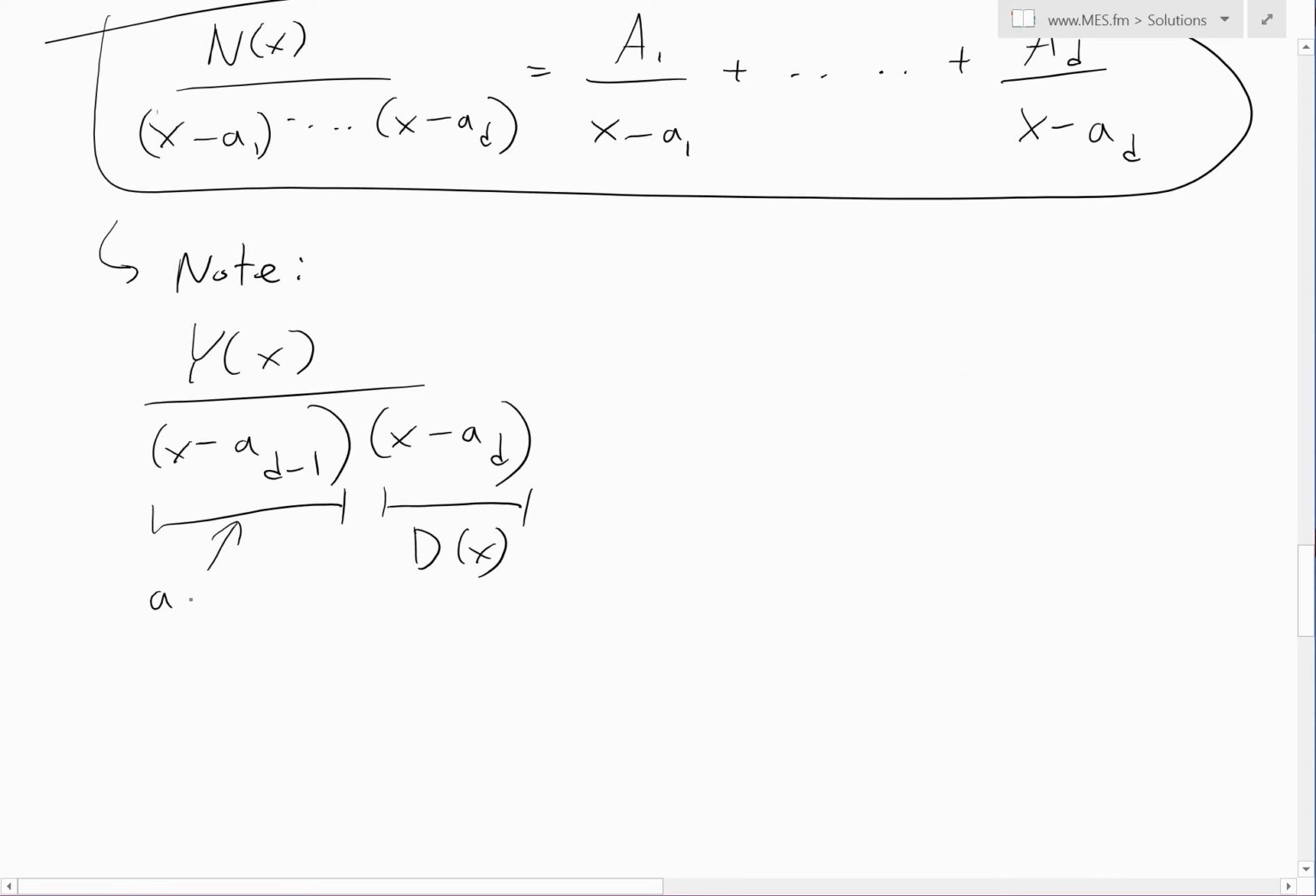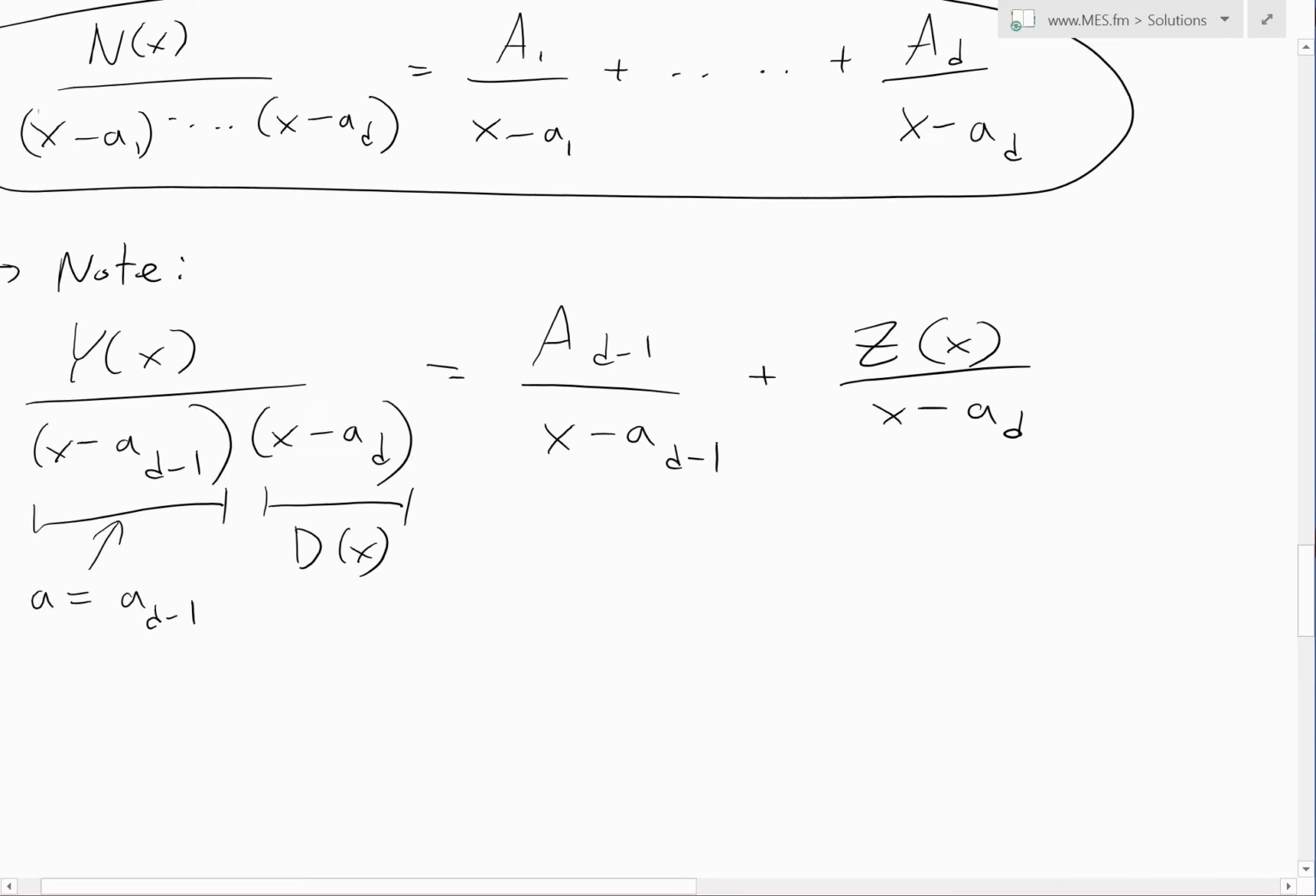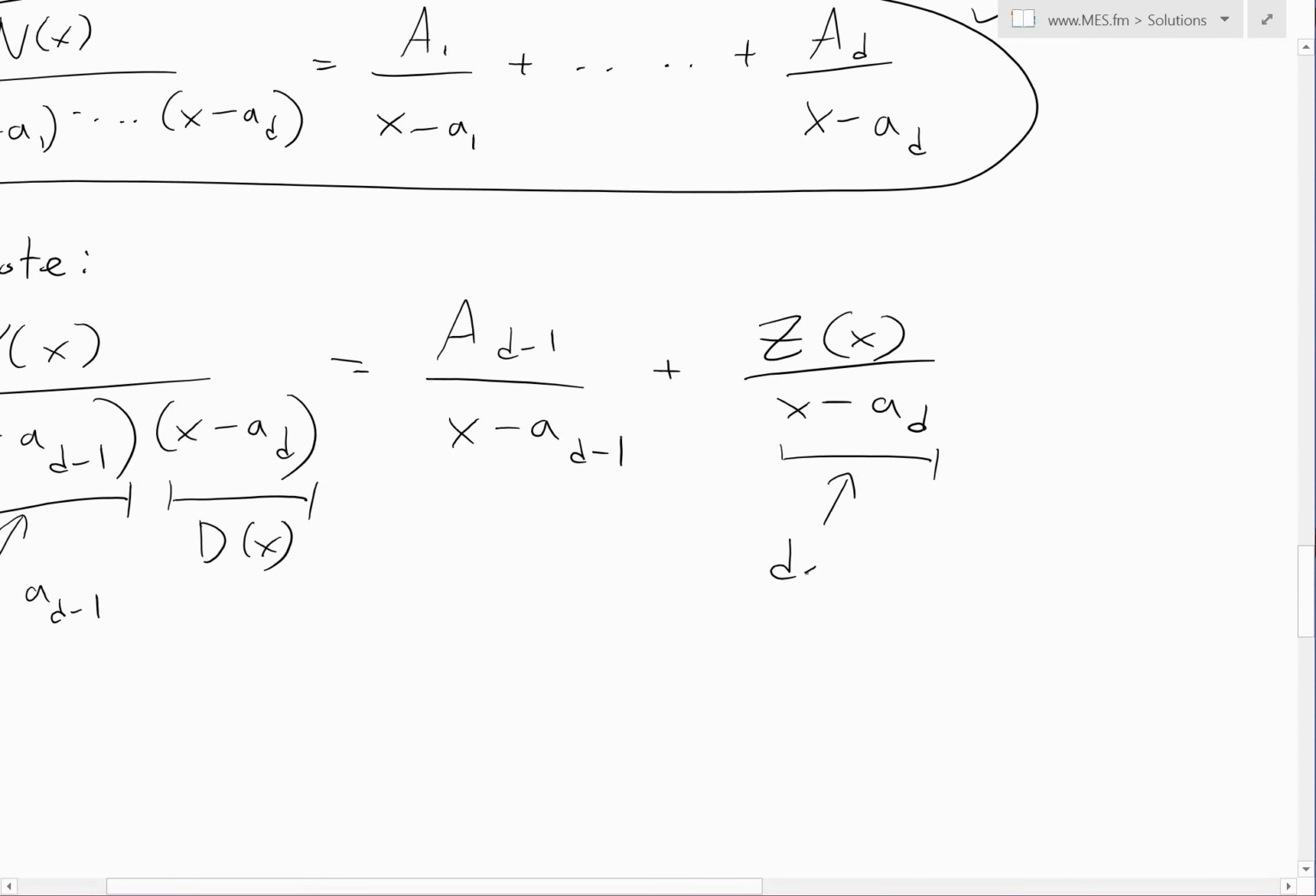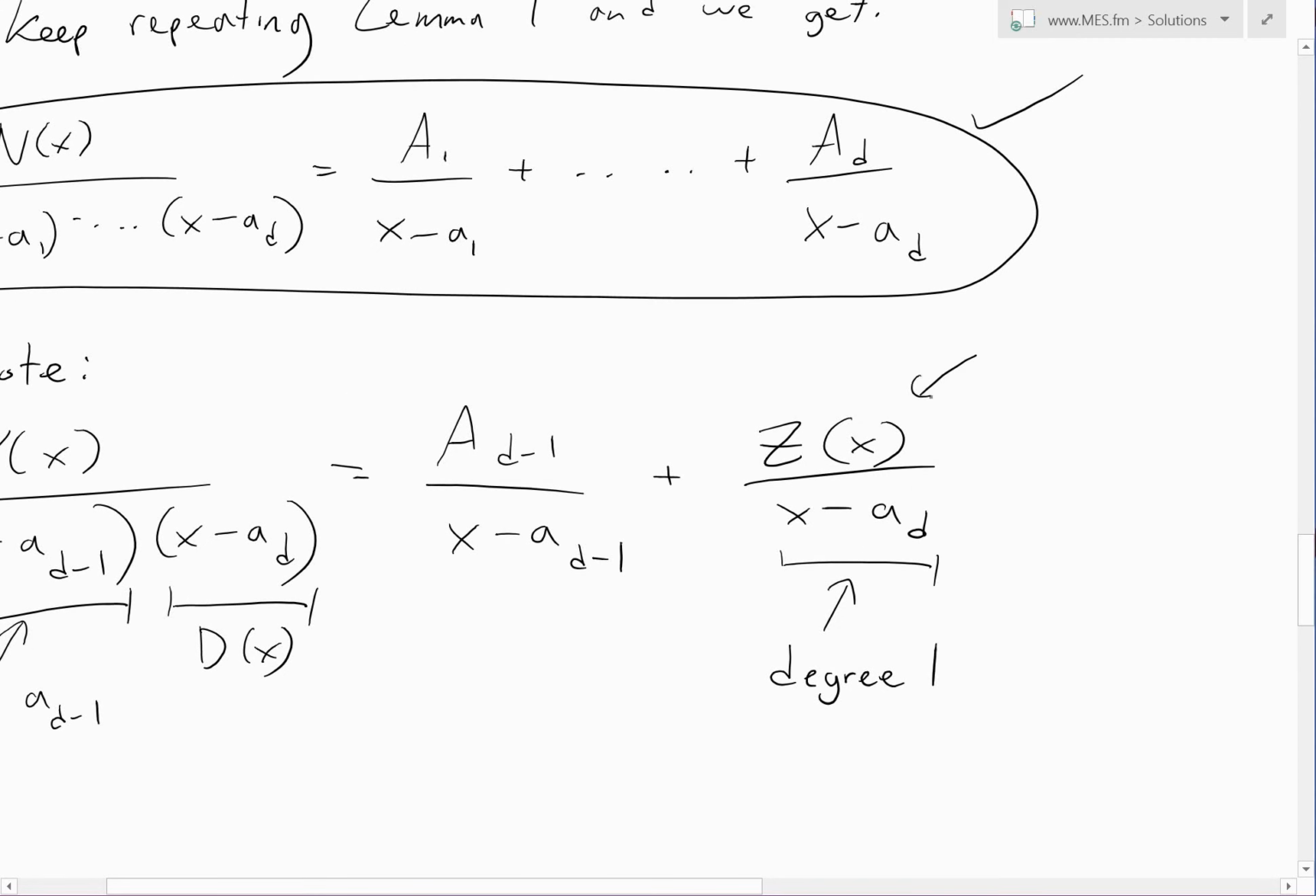This one, in this case, will have a equals a d minus 1. So now if we apply lemma 1, we get a d minus 1 over x minus a d minus 1 right here. Now we have to add a polynomial z of x, divided by, in this last term, d of x, which is going to be x minus a d right here. So as you can see, this degree is degree 1. There's just a power of 1 there. So if this is degree 1, this has to be degree, well, it's always just one less at most. So this has to be degree 0.